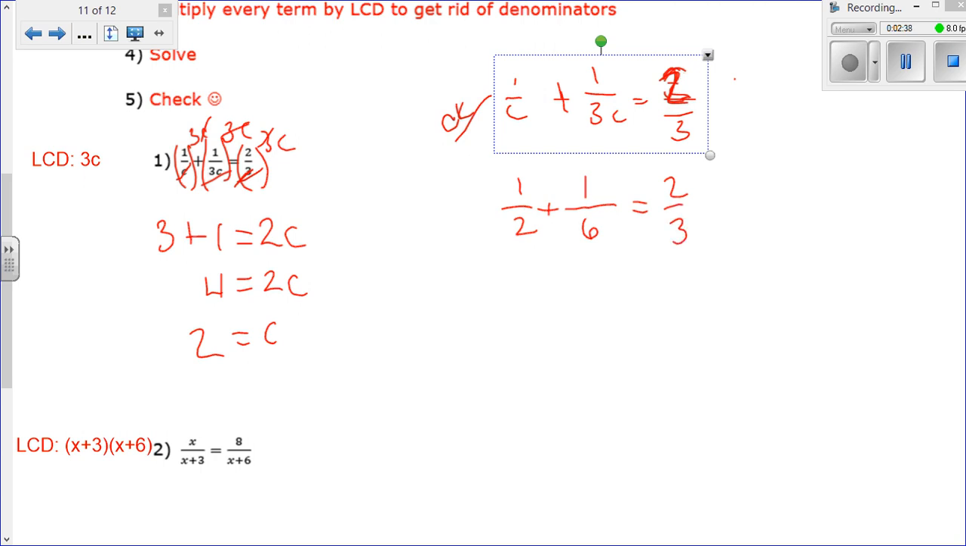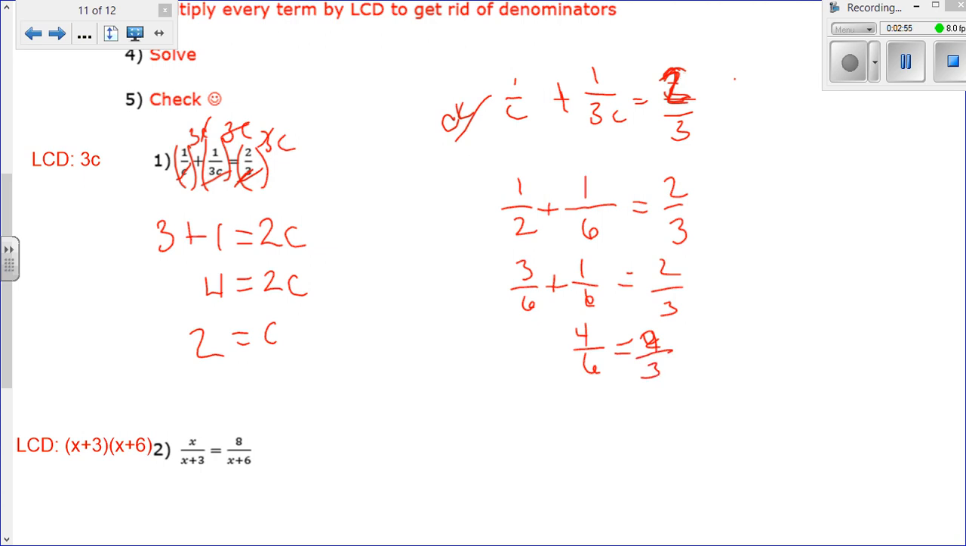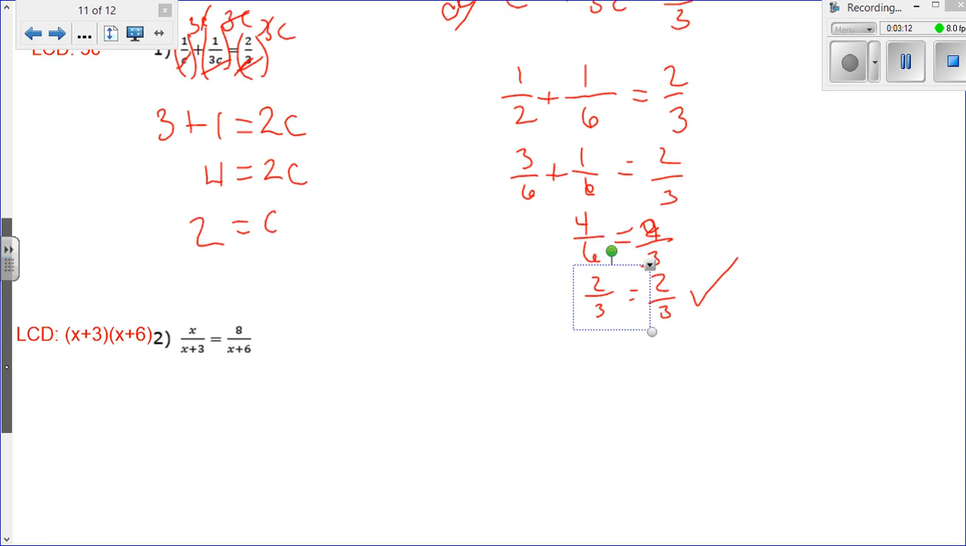And in order to add fractions, you have to have a common denominator. My common denominator is 6, so 1/2 changed to 3/6 plus 1/6 is equal to 2/3. 3/6 plus 1/6 is 4/6 equals 2/3. And 4/6 reduced to 2/3 is equal to 2/3. So it checks, and we are good to go.